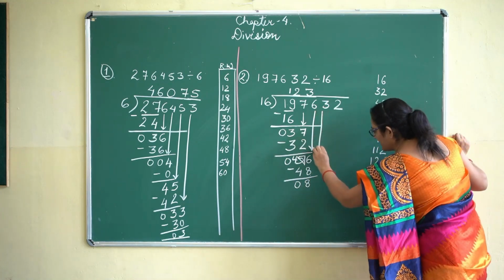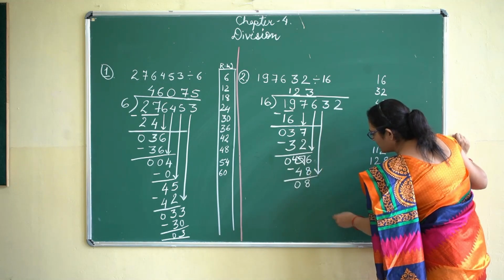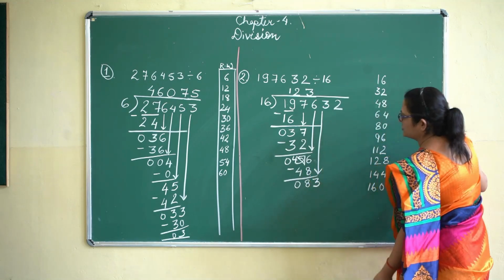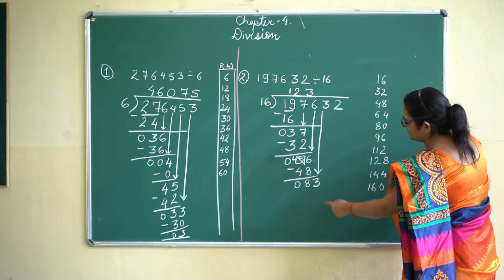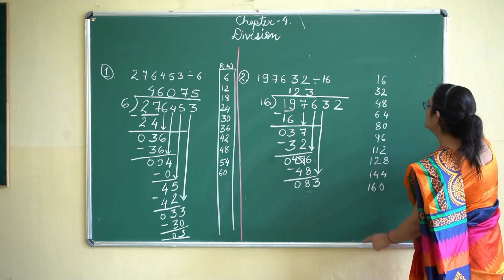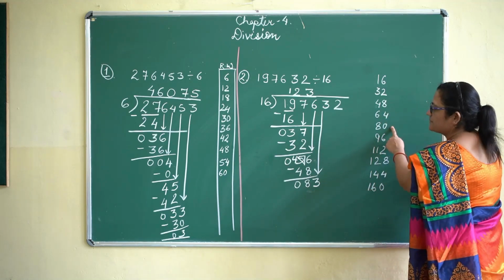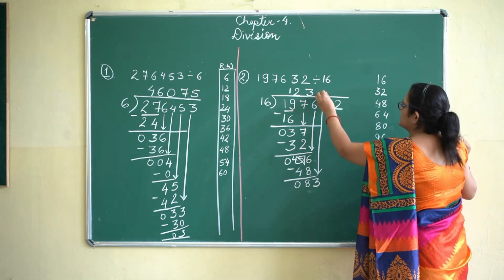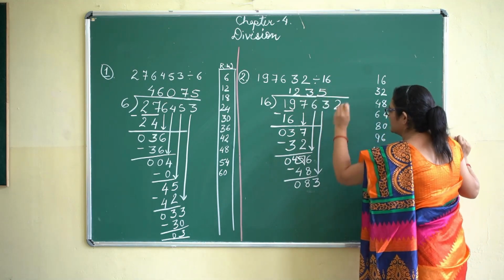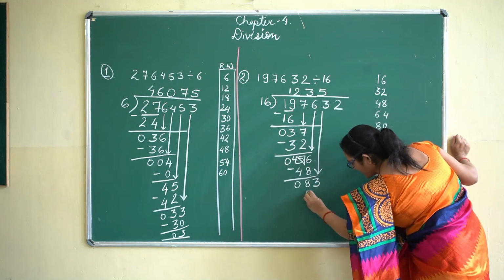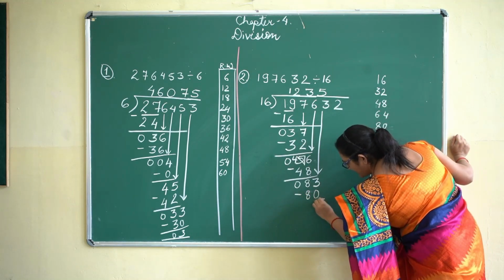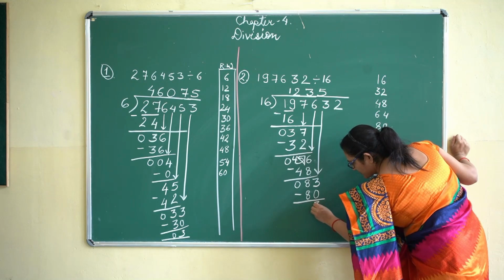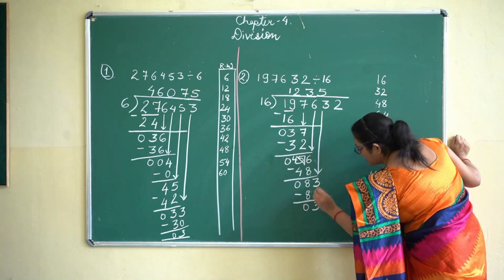Now again we will bring the next number down. The next number is 3. In the table of 16 again we will see, does 83 come? No, 83 doesn't come. But the smaller number than 83 is what? 80. In the table of 16, 80 comes 5 times. 16 fives are 80. 3 minus 0 is 3. 8 minus 8 is 0.